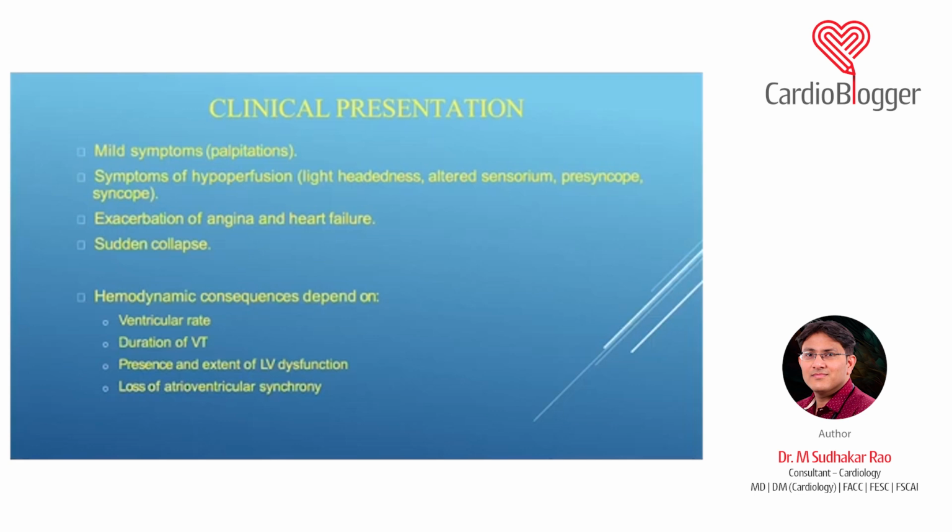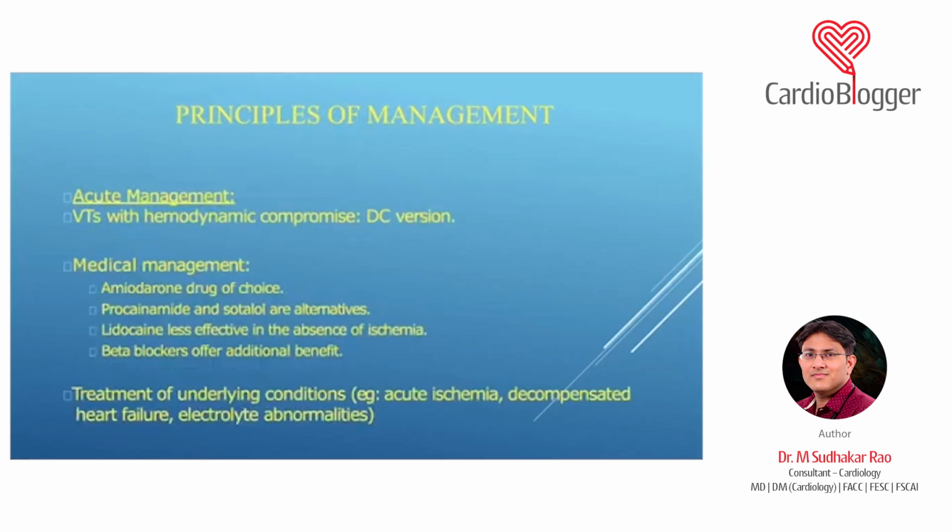So if the patient has an underlying atrial fibrillation, you also get a VT on top of that. If the patient has severe aortic stenosis or hypertrophic cardiomyopathy or hypertension, the AV synchrony will be lost, and those patients are more symptomatic.